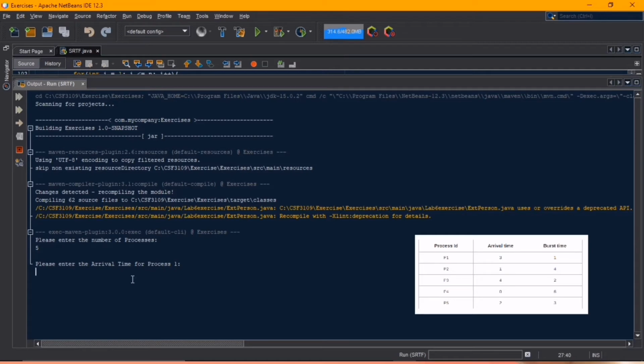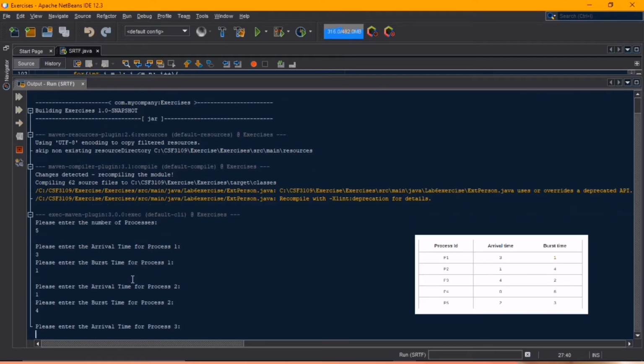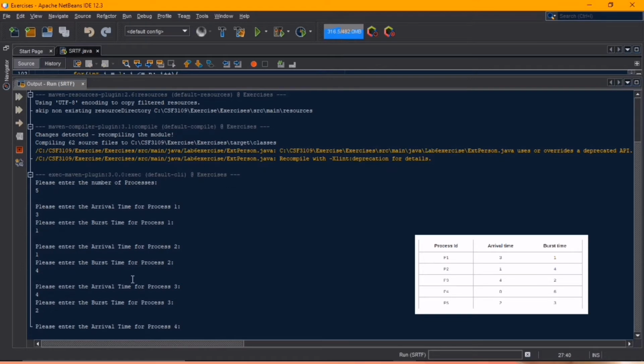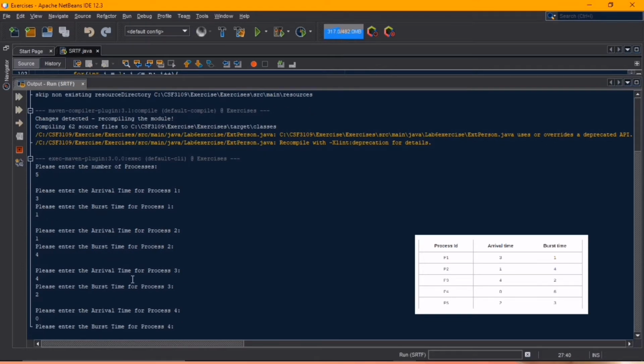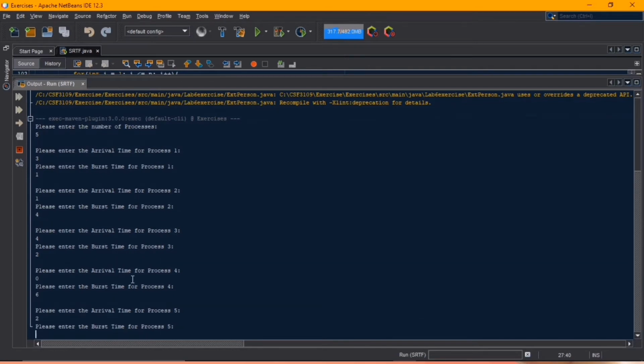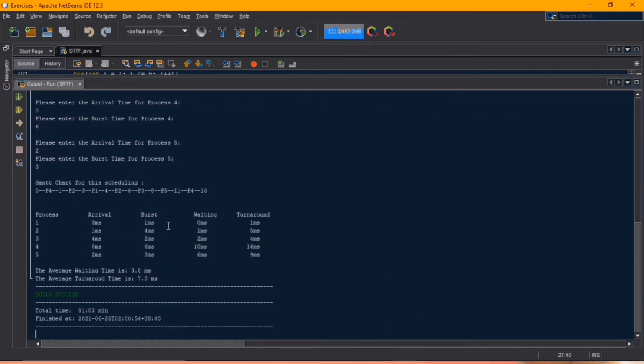Process P1, the arrival time is 3, burst time is 1, and process P2, arrival time is 1, burst time is 4, while process P3, arrival time is 4, burst time is 2, and P4, arrival time is 0, burst time is 6, and the last one, process P5, the arrival time is 2, and burst time is 3. So there's also output for the Gantt chart for this scheduling.